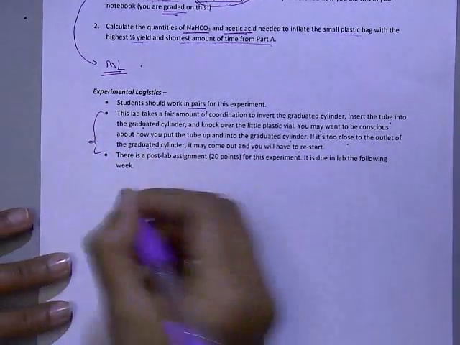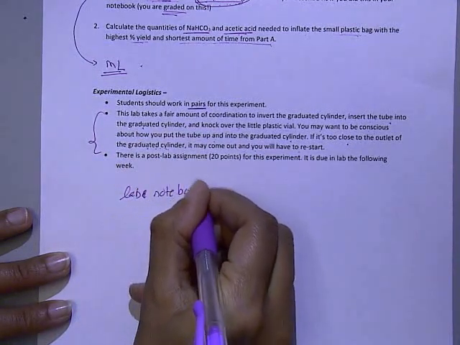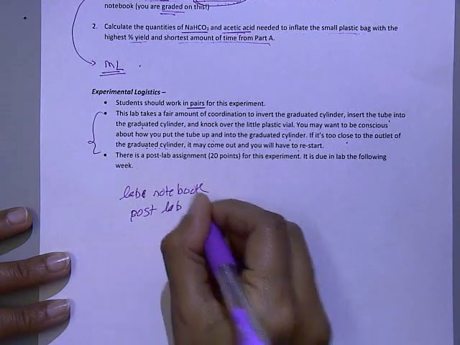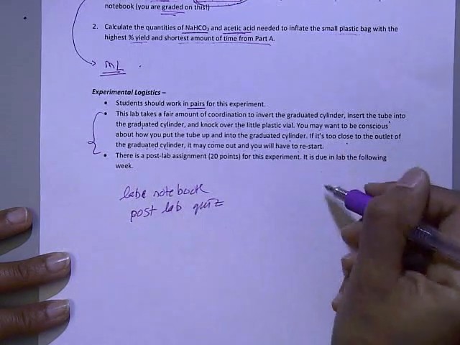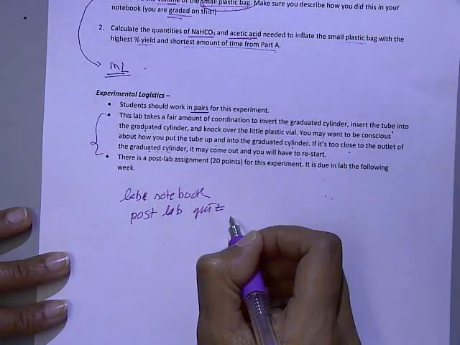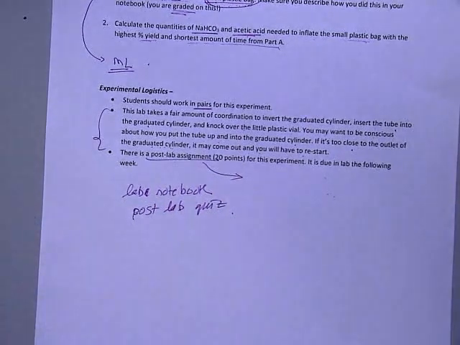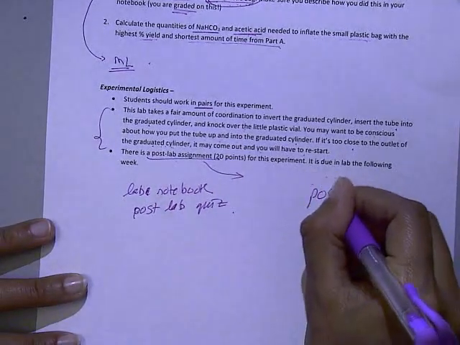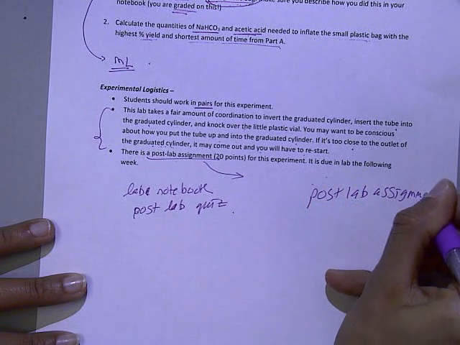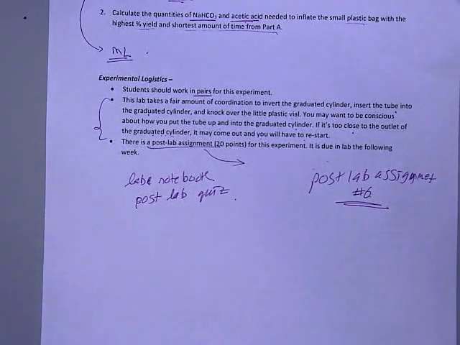You have, obviously, your traditional lab notebook. This week you have a lab quiz, which is open notes, so that means you can use this pre-lab lecture worksheet. Not your lab notebook though, just the pre-lab lecture worksheet. And you also have a post-lab assignment, which is due in lab the following week. Don't forget to pass in post-lab assignment number 6 at the start of lab, okay? No late assignments will be accepted.